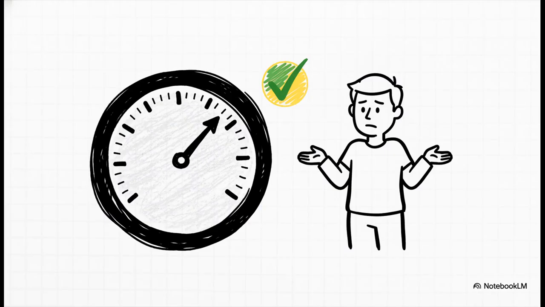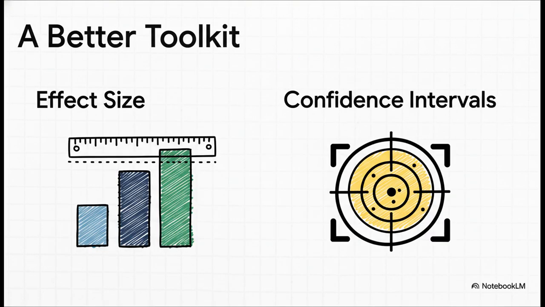So imagine a massive study finds a new drug lowers blood pressure by a single solitary point. With enough people in the trial, that result could be highly statistically significant with a teeny tiny p-value. But is a 1-point drop in blood pressure going to change a patient's life? No, absolutely not.